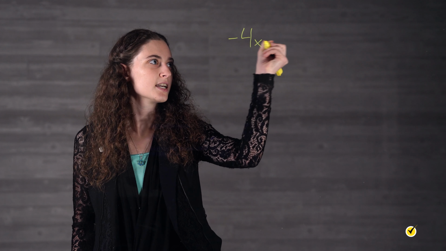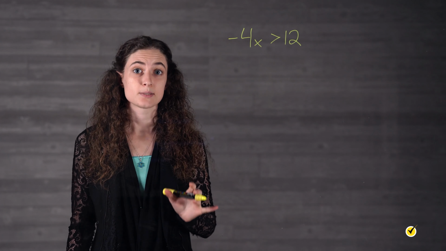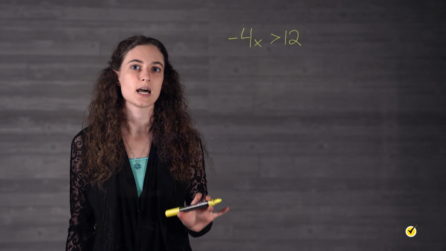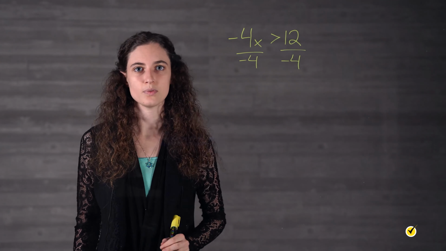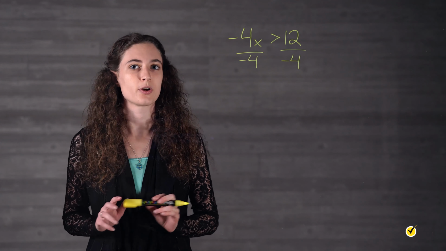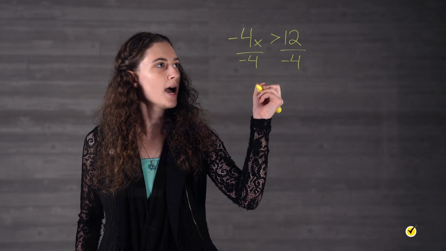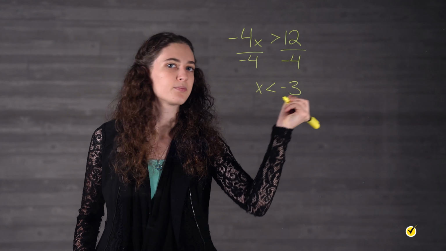Let's look at an example. -4x > 12. To get x by itself, we need to divide both sides by -4. Remember, since we are dividing by -4, we have to flip our inequality sign. So x < -3.